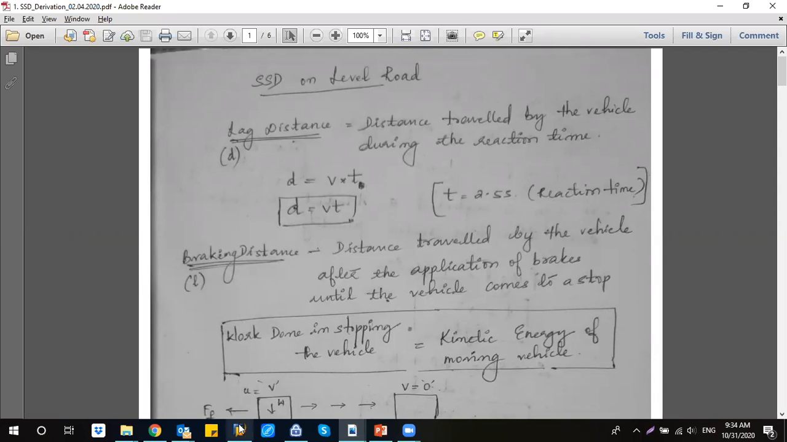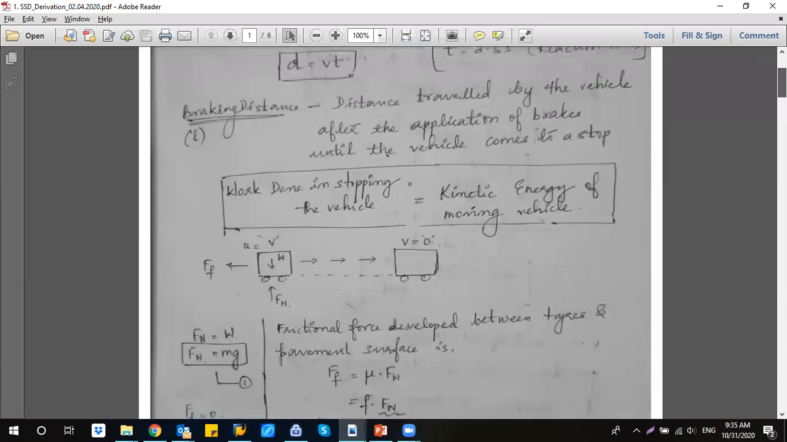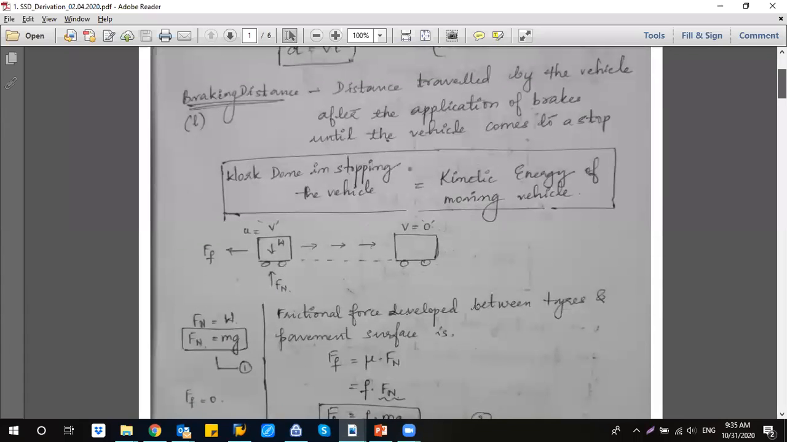So as of now you understood, right? SSD is nothing but the sum of the lag distance and the braking distance. Now, the lag distance expression we have already found out here. It is speed times the reaction time of the driver. Now coming to the braking distance, generally what we are actually going to do is find the expression for this braking distance.